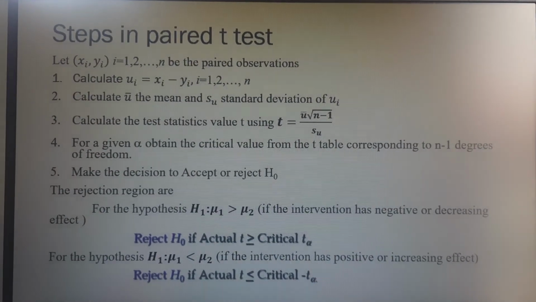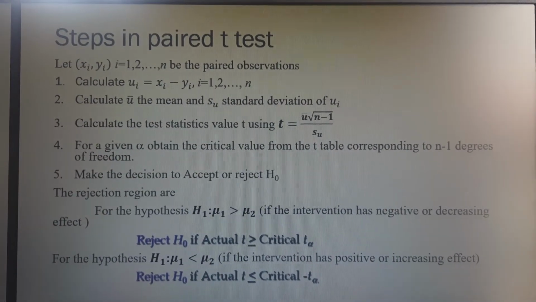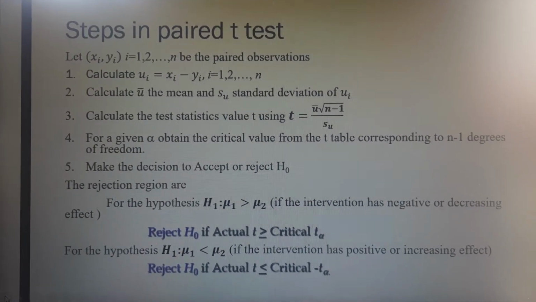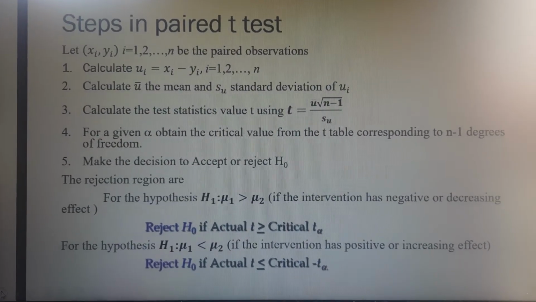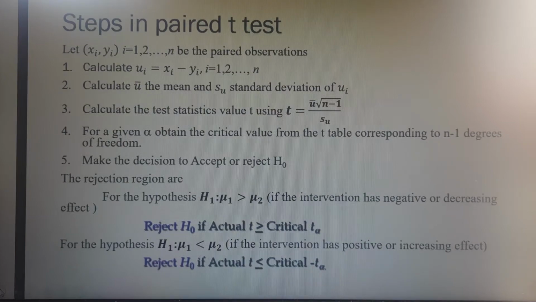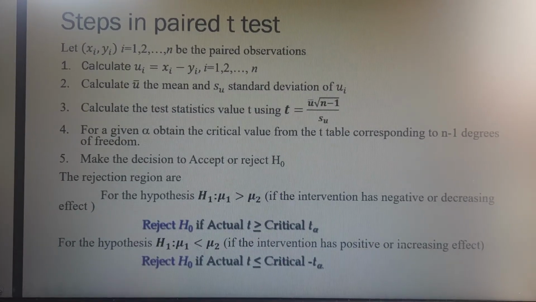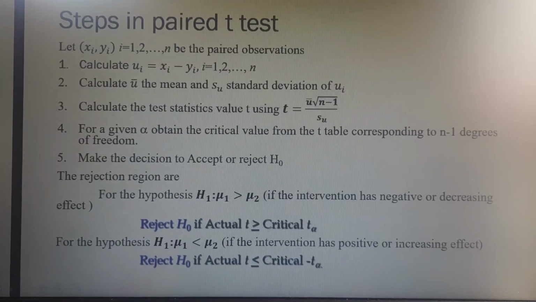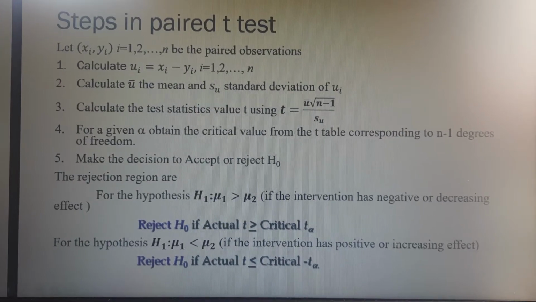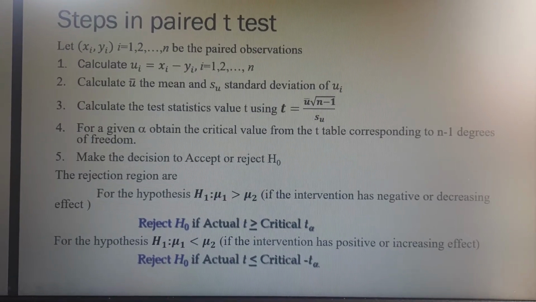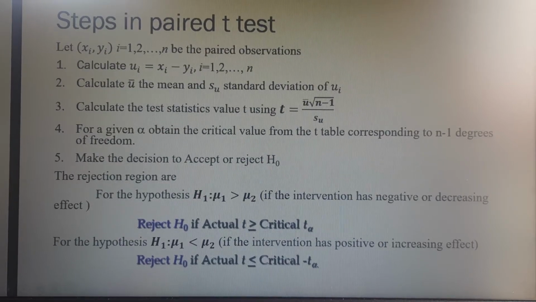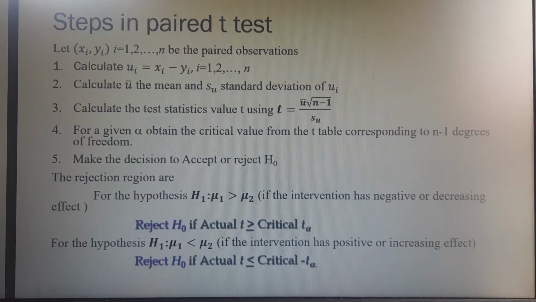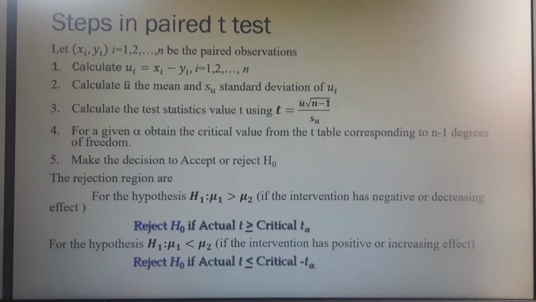Now, we consider the various steps in testing the hypothesis. Let xi, yi as usual, i equal to 1 to n be the paired observation. Calculate ui equal to xi minus yi, i equal to 1 to n. Then calculate u bar, the mean, and standard deviation su of the ui's. Then calculate the t value, u bar into root of n minus 1 by su. For a given alpha, obtain the critical value from the t table corresponding to n minus 1 degrees of freedom. Finally, make the decision to accept or reject H0 based on the following criteria.